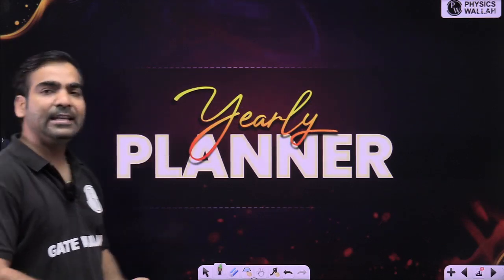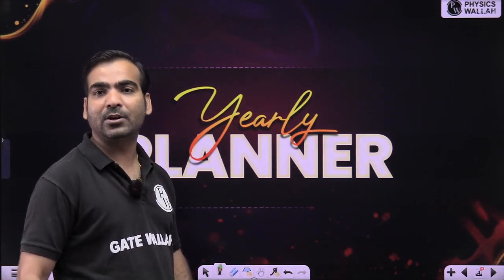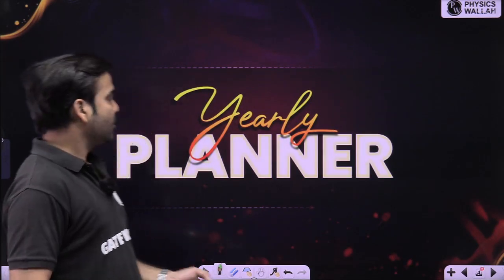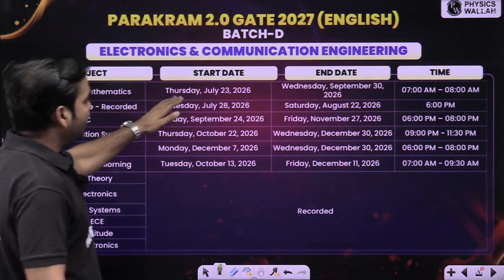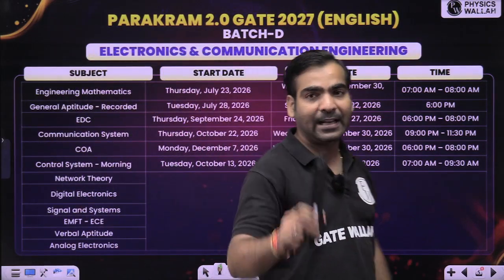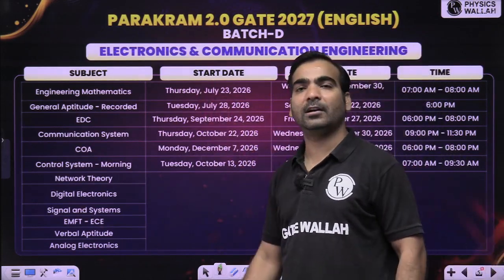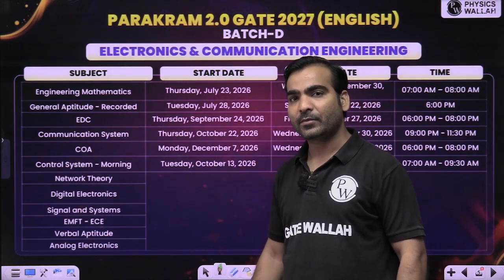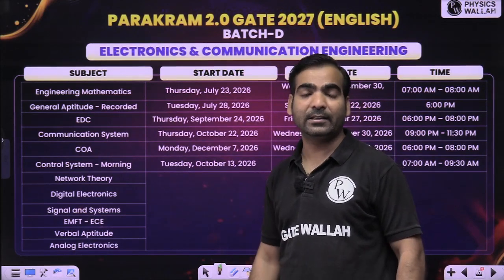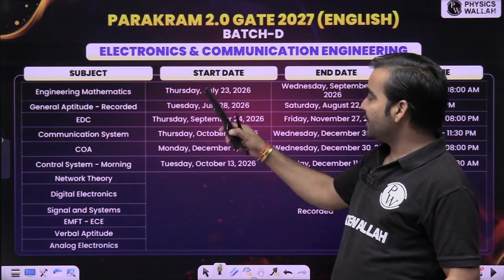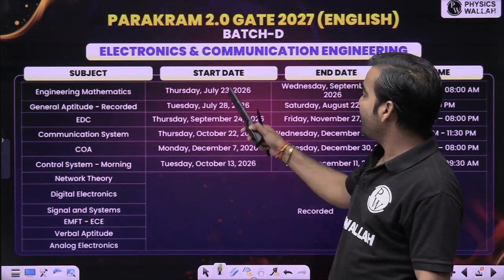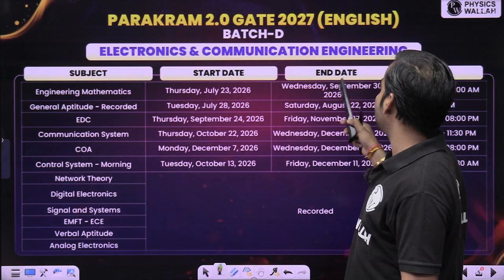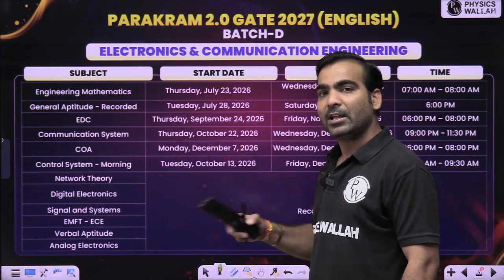Okay, so what is the yearly planner for this Parakram 2027 2.0 batch, that is the Parakram D batch? The yearly planner is from Thursday, July 23. Important date, you should note that date. Engineering mathematics is a very important subject for the GATE examination. Approximately 13 to 15 marks you get in mathematics. So engineering mathematics is getting started from July 23 in this batch, and it ends on Wednesday, September 30. So July to September, your maths will be going on.